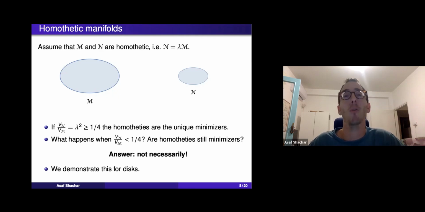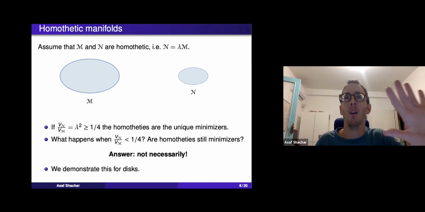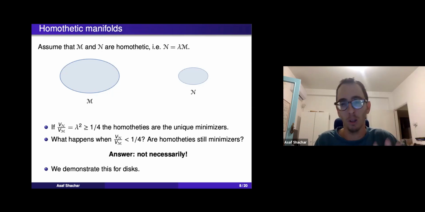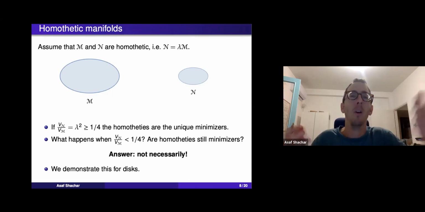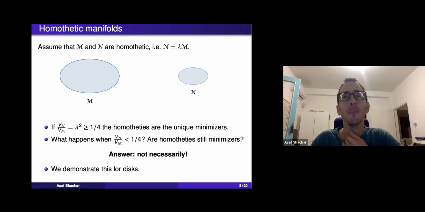When the ratio of areas is less than a quarter, it doesn't matter what kind of shape you have, if it's some shape in the Euclidean plane, so any strange shape in the plane, you can lower the energy below what homotheties can give you. And for a start, we'll demonstrate this for disks.